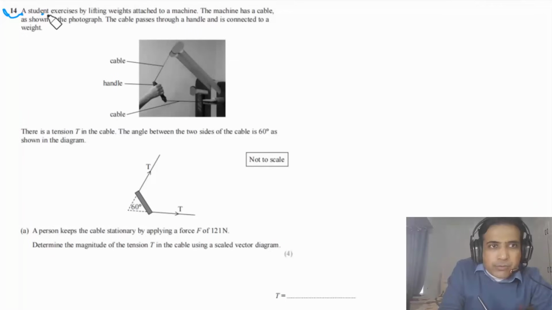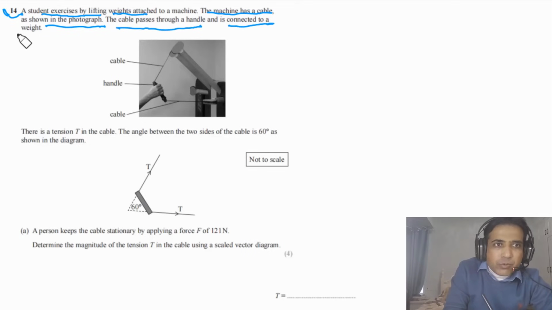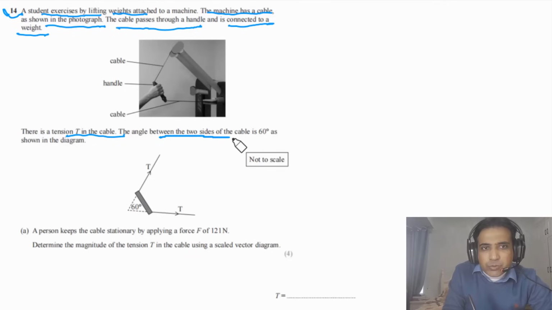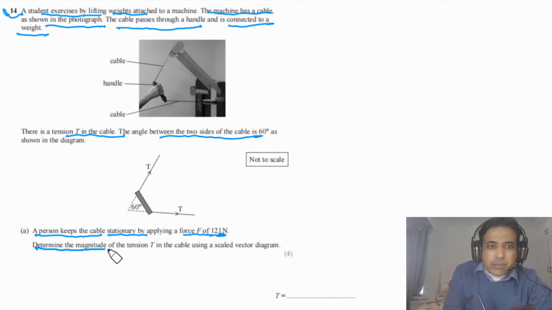Question 14 says, a student exercises by lifting weights attached to a machine. The machine has a cable as shown in the photograph. The cable passes through a handle and is connected to a weight. There is tension capital T in the cable. The angle between the two sides of the cable is 60 degrees as shown in the diagram. Part A says a person keeps the cable stationary by applying a force of 121 newtons. Determine the magnitude of the tension in the cable using a scaled vector diagram.